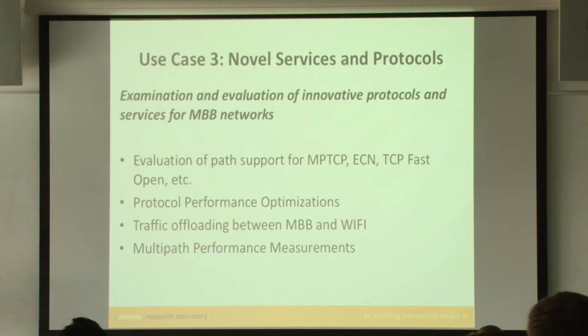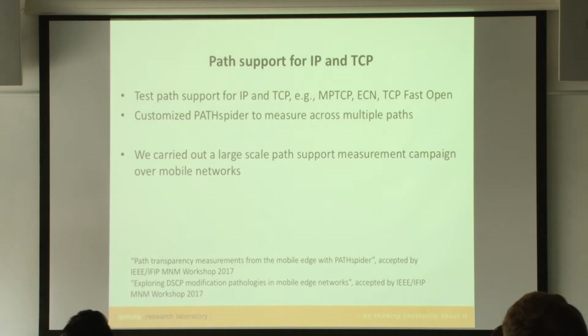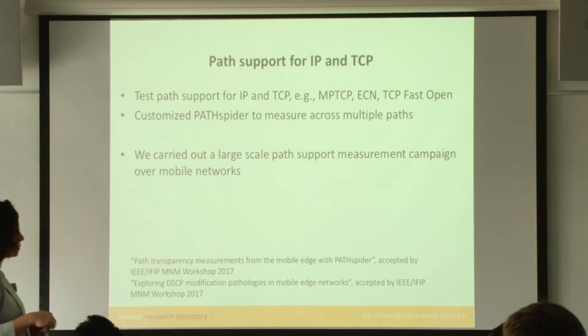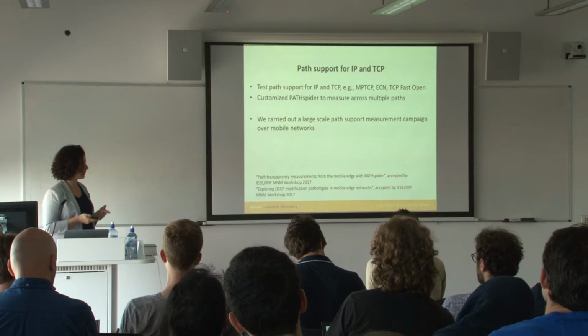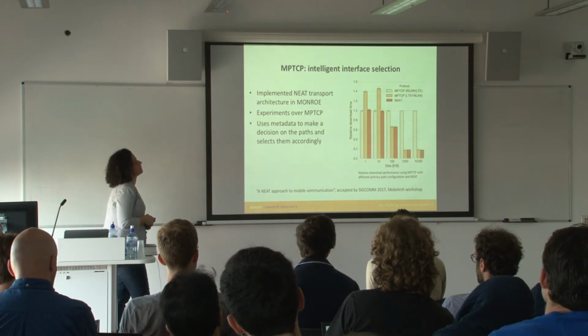Okay, I will try to wrap up with some examples on the novel services and protocols. We designed a tool, or extended a tool, called PetSpider. If you are in that community, maybe you are aware of it. It basically measures PET support. We run measurement campaigns to see whether we have MPTCP support, whether we have ECN support, and so on and so forth. The description of the tools and the initial results are here for people who are interested in it. There are some papers under submission. Hopefully we can share them later on.